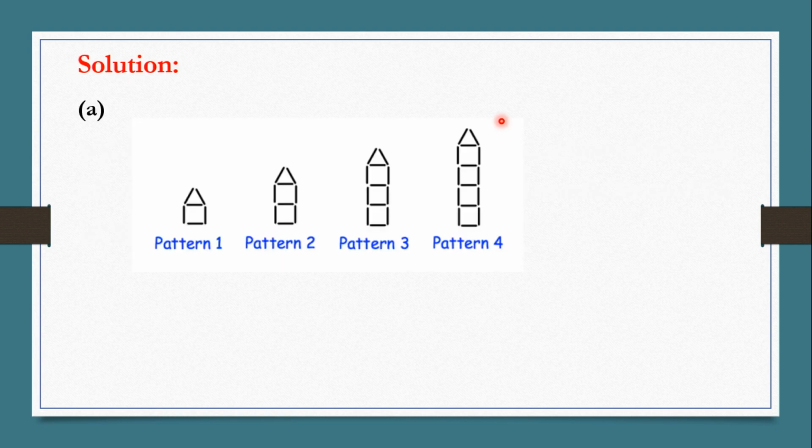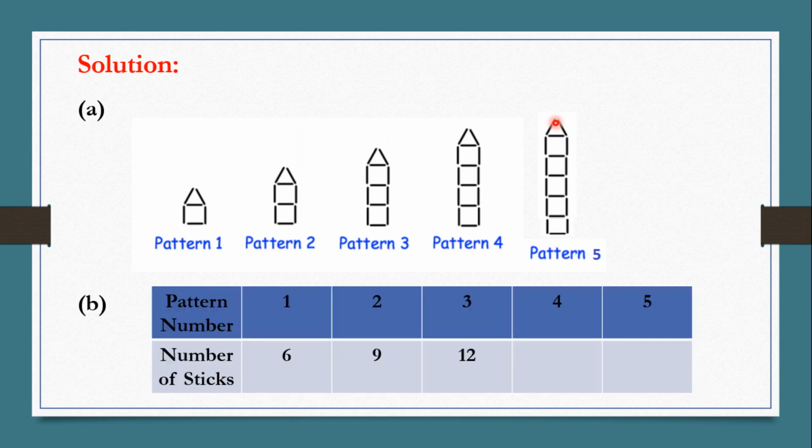We need to find pattern 4 and 5. You can observe here pattern 1, 2 and 3. I have 1 square, 2 squares, 3 squares. So for pattern 4, I will have 4 squares. Pattern 5, I will have 5 squares with the triangles at the top.